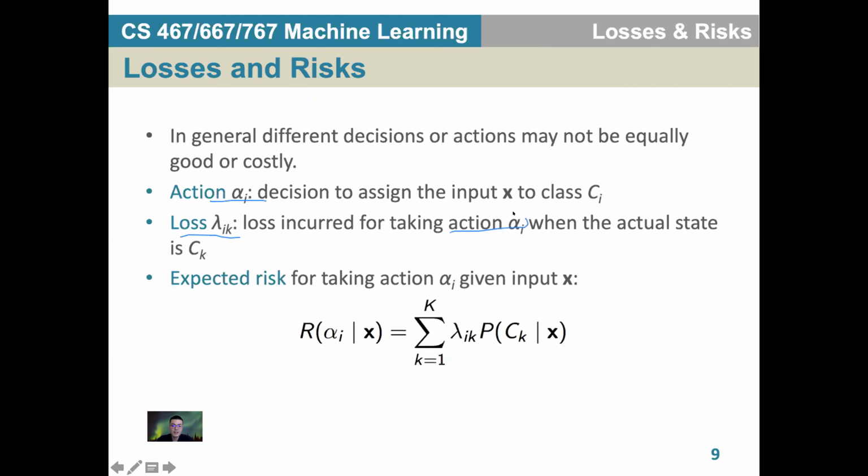Action i means you give the input to class i, while the actual class is k. So there's a loss between them. You have the predicted class, you have the actual class, and you have a loss associated with it.